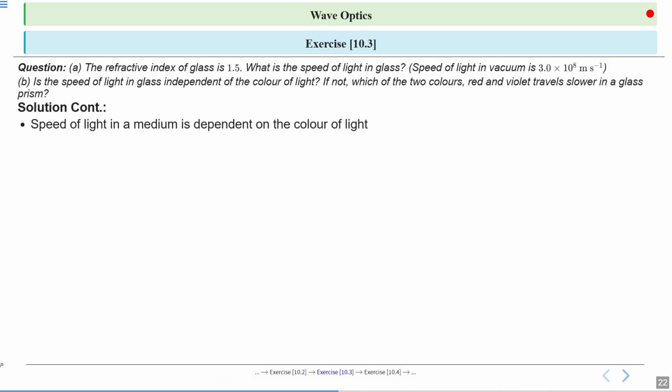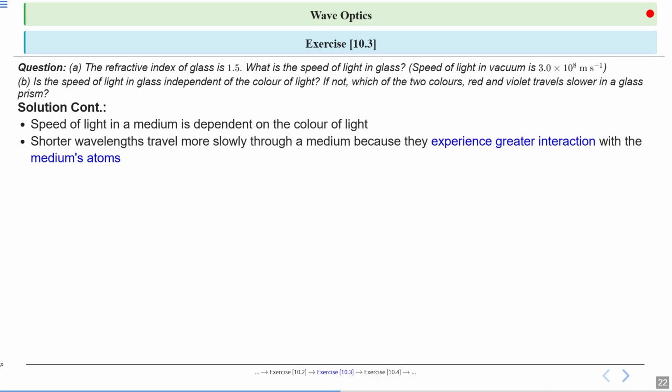Now let's consider how the speed of light in the medium is affected by the color of light. The speed is not constant for all colors. This is an important concept because it helps us understand phenomena like dispersion, where different colors of light spread out. Shorter wavelengths like violet travel more slowly through a medium. This happens because they experience greater interactions with the medium's atoms. Think of it like a crowded room where smaller people have a harder time moving through the crowd.